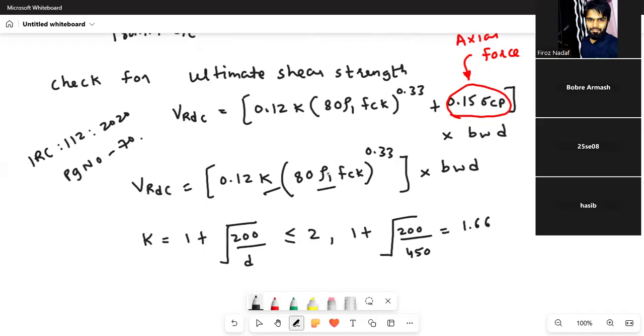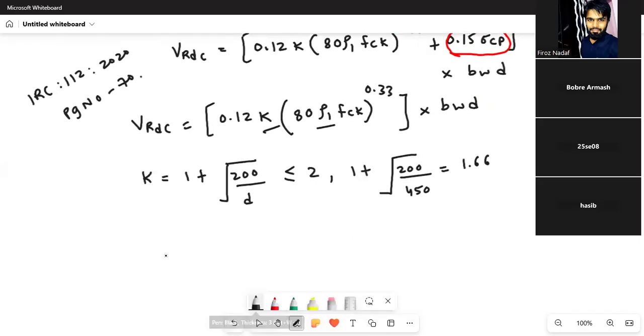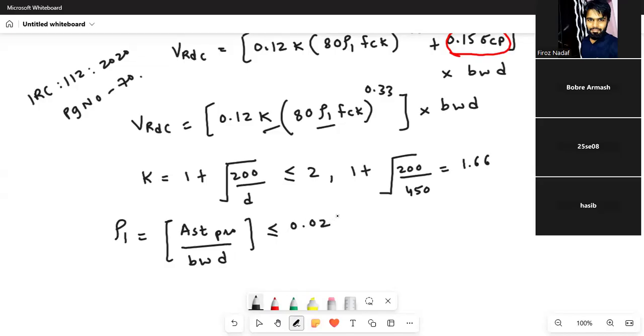Now we will see what is rho 1. All the formulas are given in IRC 112. Rho 1 equal to AST provided in the longitudinal direction divided by BW into d, and this has to be less than or equal to 0.02.